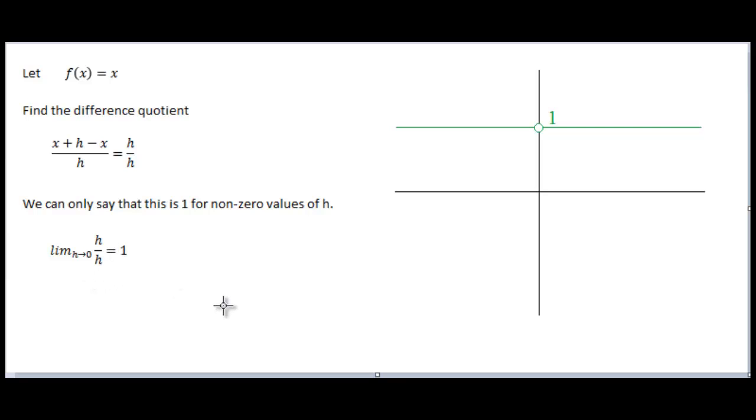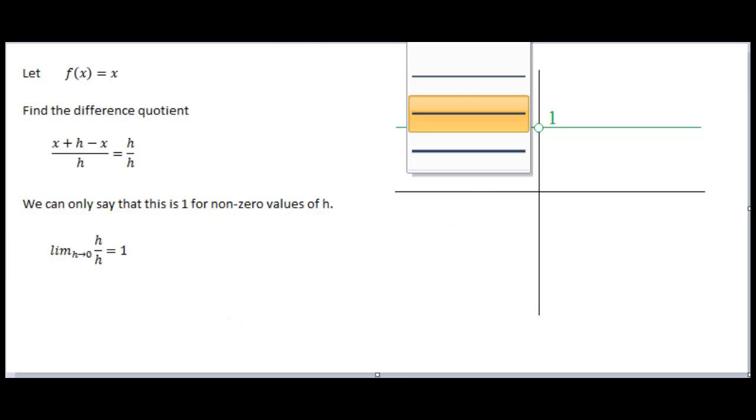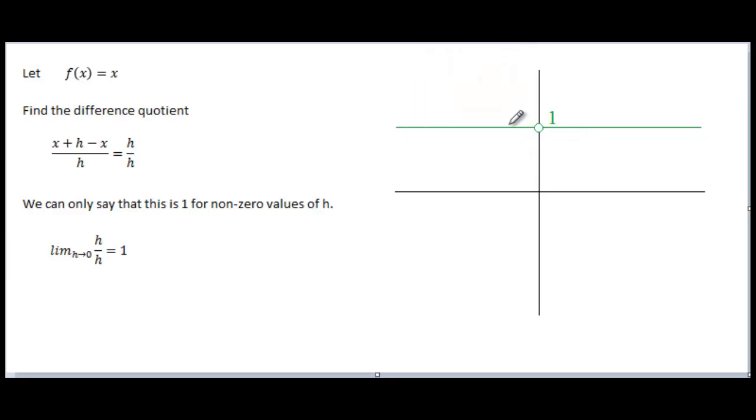Okay, how to visualize that: think about a little bug walking across the line here. It's happily bebopping along, a little bug walking toward x equals 0. X equals 0 is where the vertical axis is. As the bug approaches 0, how does its height change, its y value? Does it go above 1 or below 1? No, it doesn't. It always stays right on that line 1.